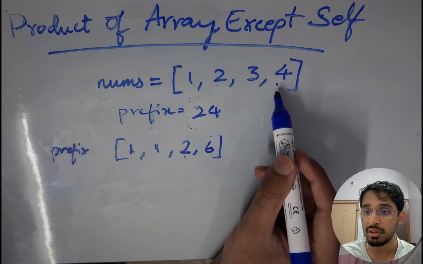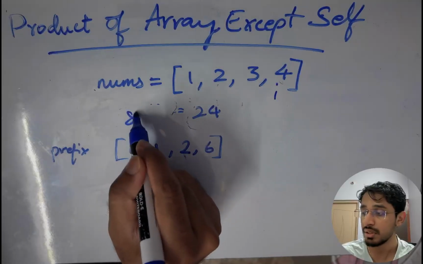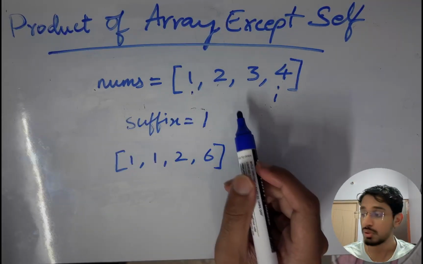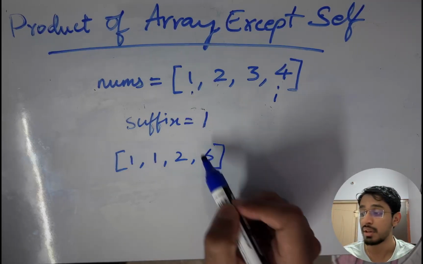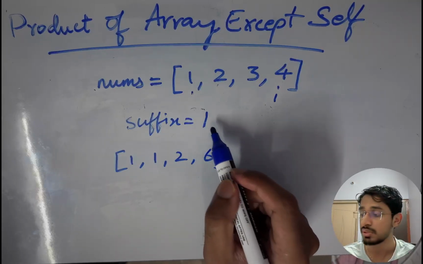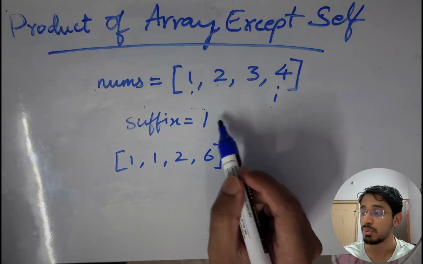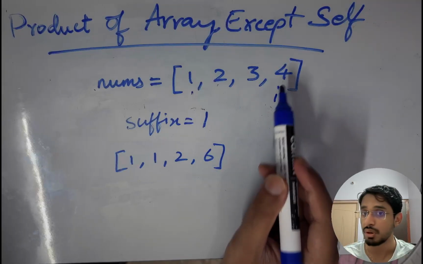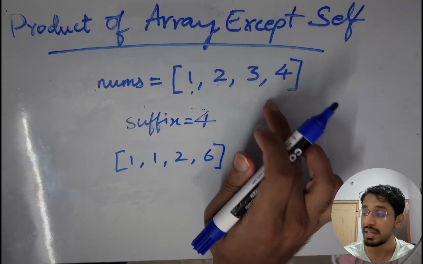Currently I is over here. Now we loop in reverse order, and this time it is not prefix, it is called suffix. So we loop across the nums array in reverse order. The first step is to multiply the result array's value at I by the value of suffix. So 6 into 1 becomes 6. Then we update the value of suffix by multiplying it with the current value at I, which is 4. So 1 into 4 becomes 4, and then we decrement I this time.